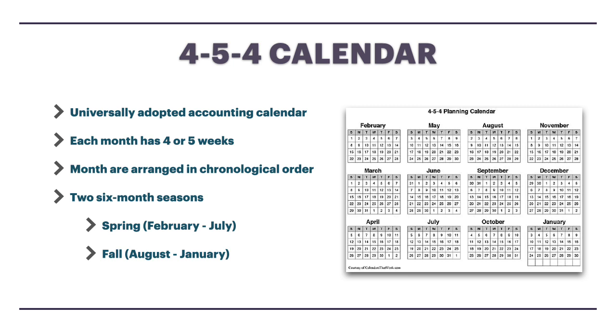The 454 calendar has 2 6-month seasons: spring, which runs February through July, and fall, which runs August through January. As you look at the slide here, you can see how the months are arranged. February through November all have 4 weeks. March through December all have 5 weeks, and then April through January has 4 weeks.